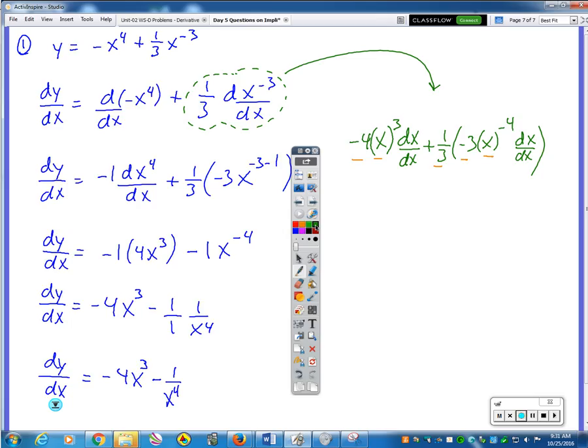So now the best thing to do is for you to tell me what you would do instead. Don't look at what I've done, I'll stand in front of it. Well, the negative 4x cubed would just be by itself. And you can do the 1/3 multiplied by negative 3. Which would make? When you multiply fractions, it's top times top, bottom times bottom. So that's just negative 1.